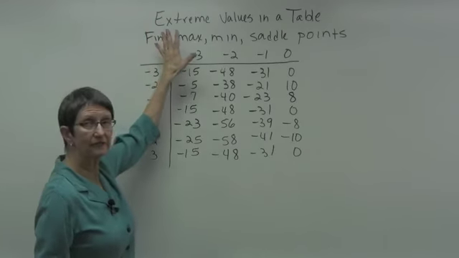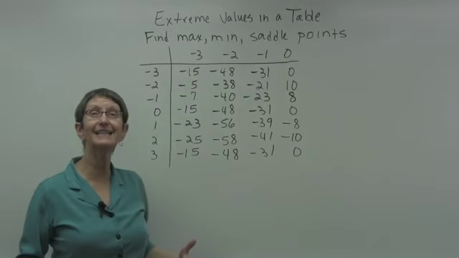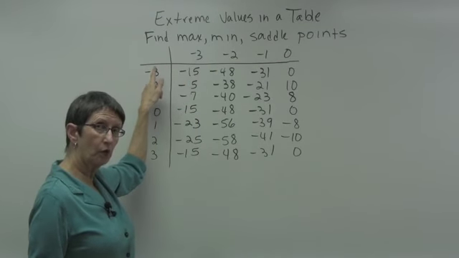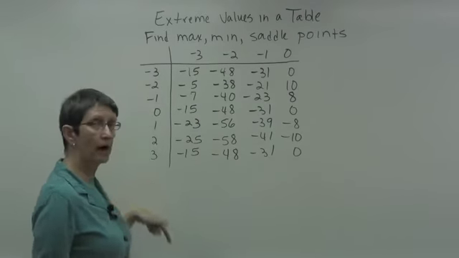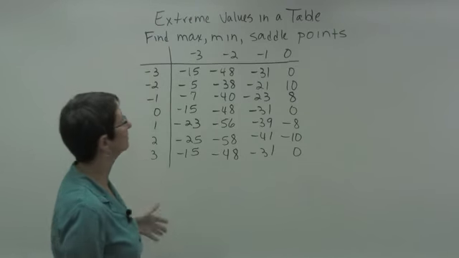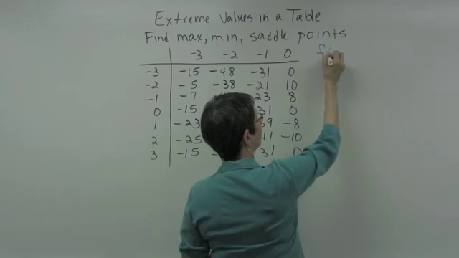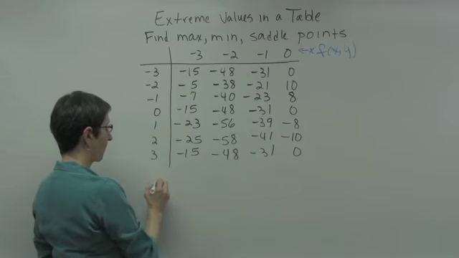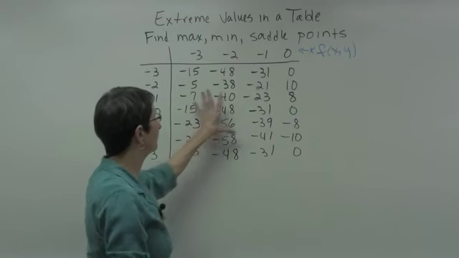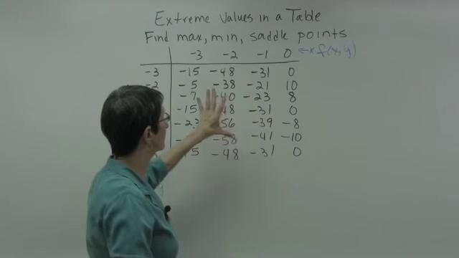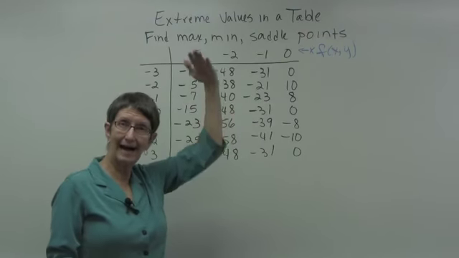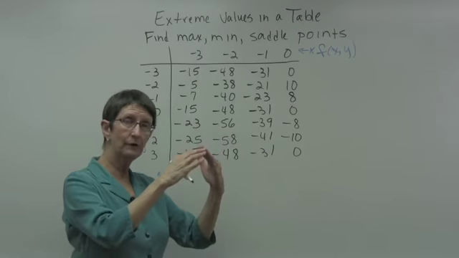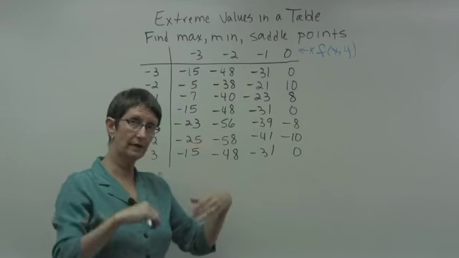In this lesson, we're looking to find what extreme values might look like in a data table. Remember that our x values of the function go across the top row, and our y values go down the column. So that my function f of x, y, the x's are here, my y values are here, and my function values for f are in the middle here. So it's the function values that tell us how high or how low, or if there's a saddle point. Remember, a saddle point is high in one direction and then low in the other direction.